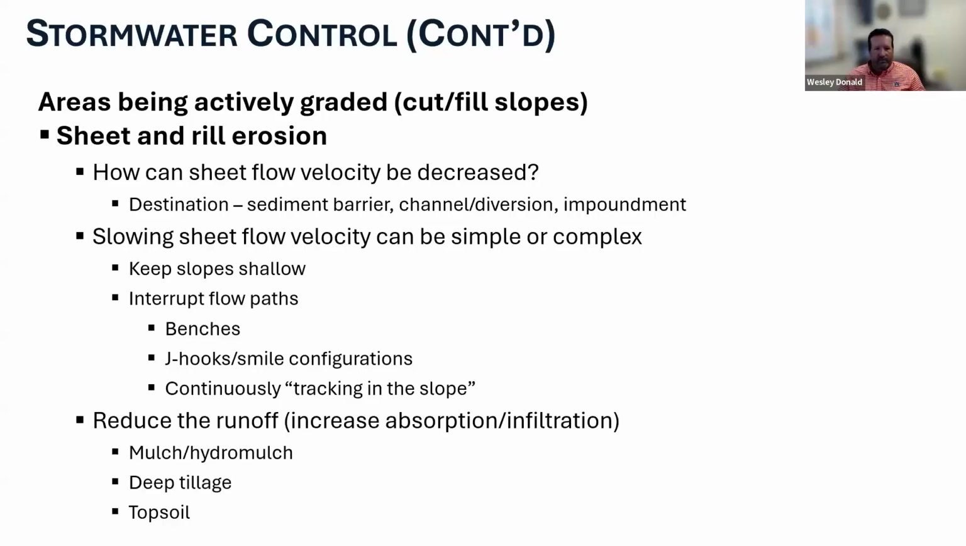Other methods, well, if we reduce the amount of runoff, we're going to reduce velocity. So how do we increase absorption or infiltration into the ground? Mulch and hydromulch can do that. Deep tillage can do that. Topsoil can do that. So these are all means and methods of reducing stormwater runoff.